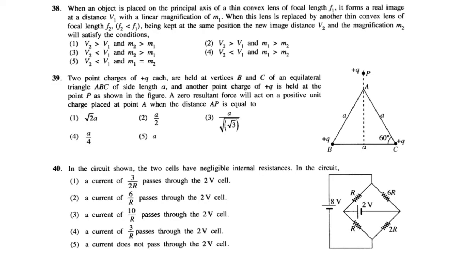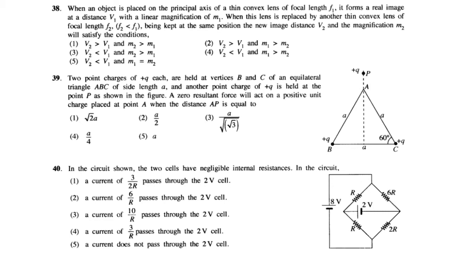Question 38. An object is placed on the principal axis of a thin convex lens of focal length f1. It forms a real image at a distance v1 and linear magnification is m1. Now this lens is replaced by another thin convex lens of focal length f2, given that f2 is smaller than f1. It is also being kept at the same position, so that means object distance is same. The new image is v2, magnification is m2. They are asking for the correct expression.